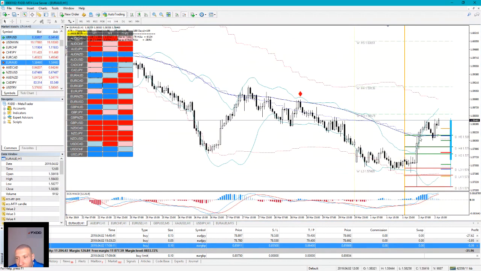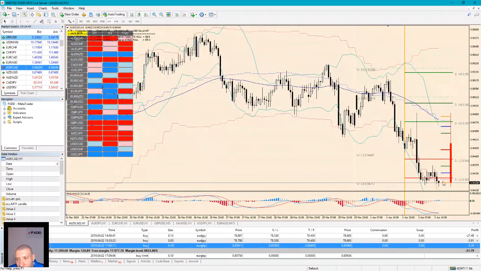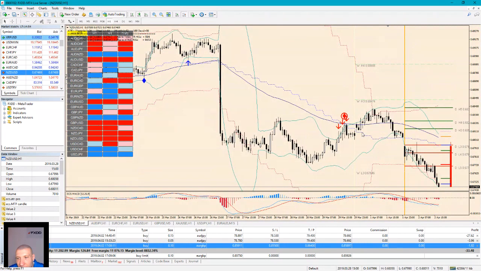Euro Australian dollar flat totally. Australian dollar CAD too much to the downside. We need a retracement to the upside. So a retracement to the upside is needed. New Zealand dollar, yeah, this was the signal. Here, yeah, 30. I would use actually 45 pip stop loss, and you see it dropped 58.